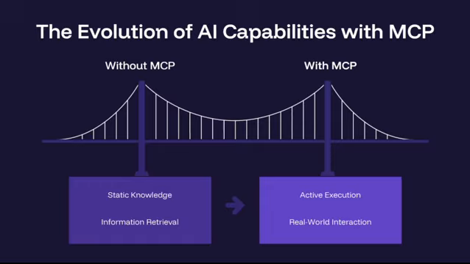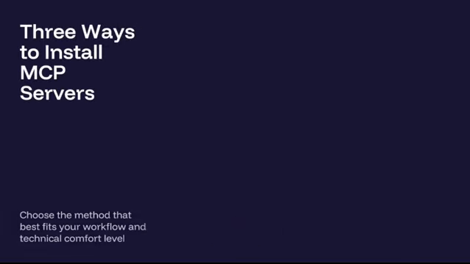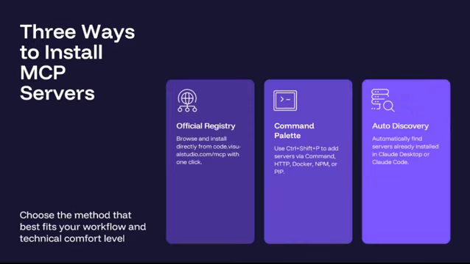So instead of only explaining, it can run security scans, access databases, control browsers, manage files, and even automate workflow. So the biggest difference is that without MCP, AI gives only information, but with MCP, AI can perform real actions. Okay, so this is all about the evolution. Let's go ahead now. Three ways to install MCP server.